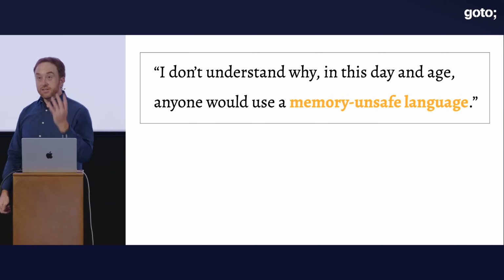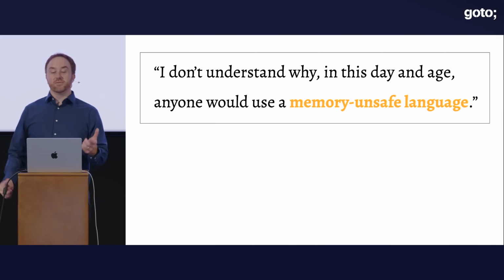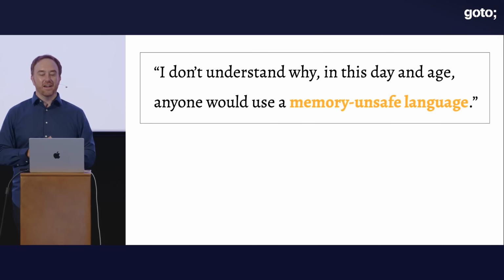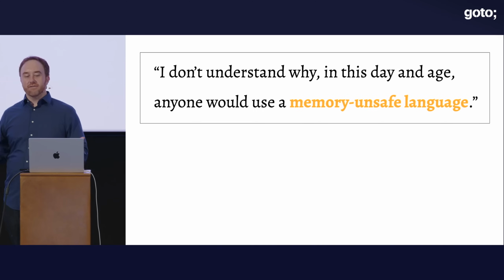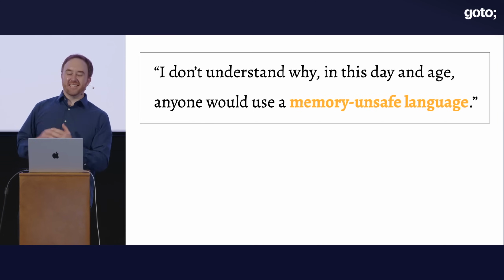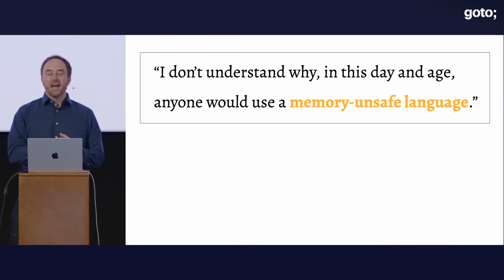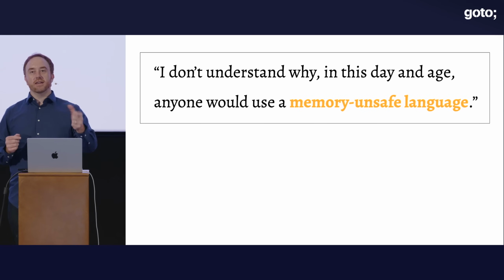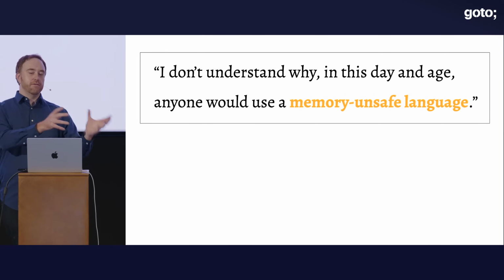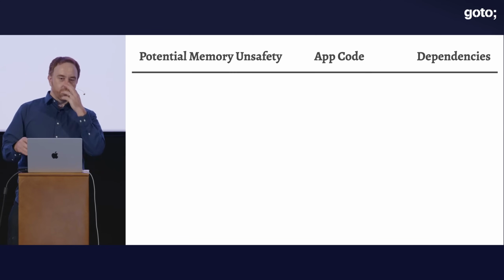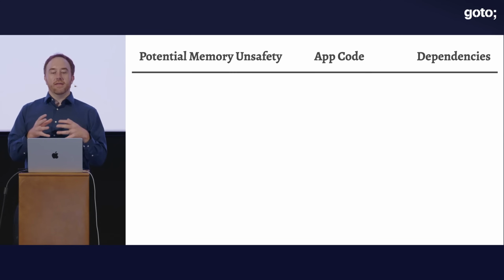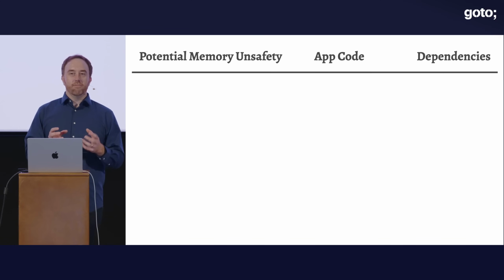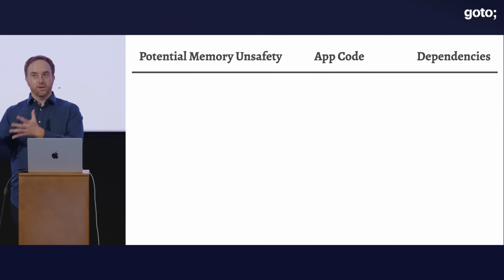Okay. So a comment that I saw, not just on this blog post, but around the internet, a pretty common thing, is people say, I don't understand why, in this day and age, anyone would use a memory unsafe language. Well, as someone who's using a memory unsafe language, I understand. But let me explain briefly what this term memory unsafe language means, because it's a little bit different from the memory unsafety that we've been talking about. So here I'm going to talk about some different languages in terms of their potential sources of memory unsafety in both your application code, like what you're writing, and then also your dependencies.